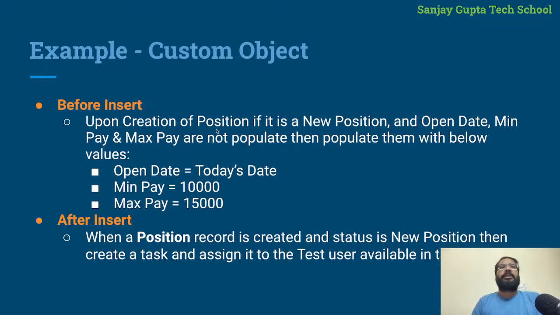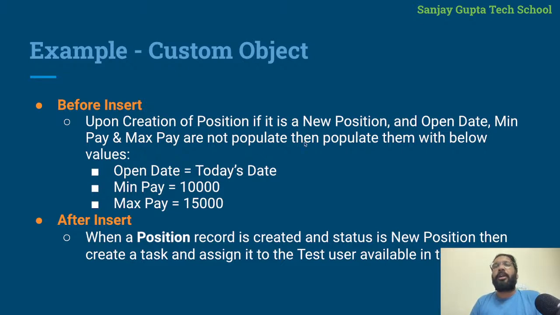So the requirement is upon creation of position, if it is a new position and open date, min pay and max pay are not populated, then we need to populate them with the below values, right? So these should be the values in these 3 fields if they are blank. In case of new position, new position is basically a status. Status is a field, and in that field, this new position is a pick list value.